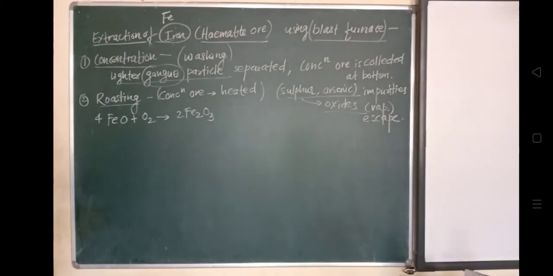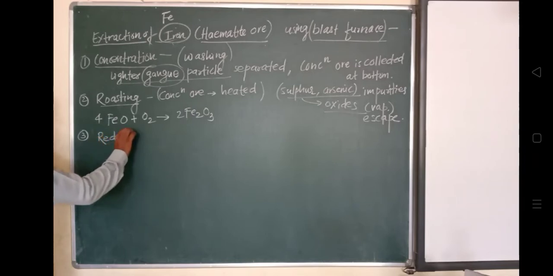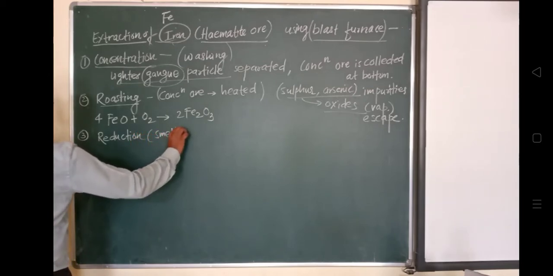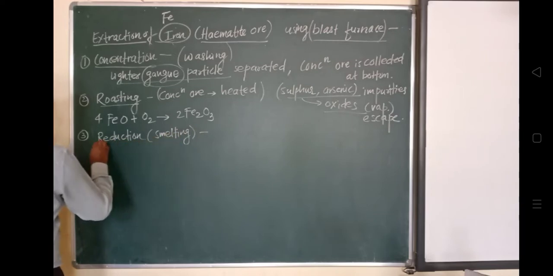The roasted ore is converted into lumps by sintering. So this is the second process. The third process is called the reduction process. Another name for it is the smelting process.